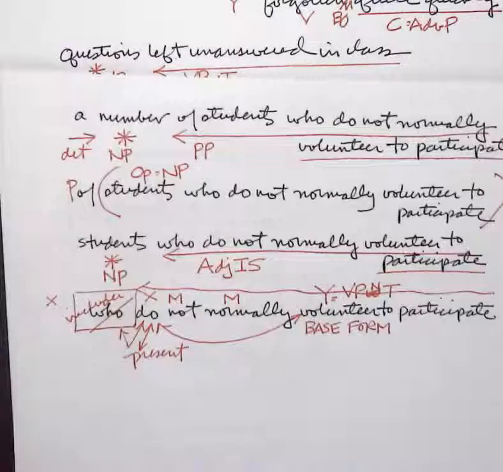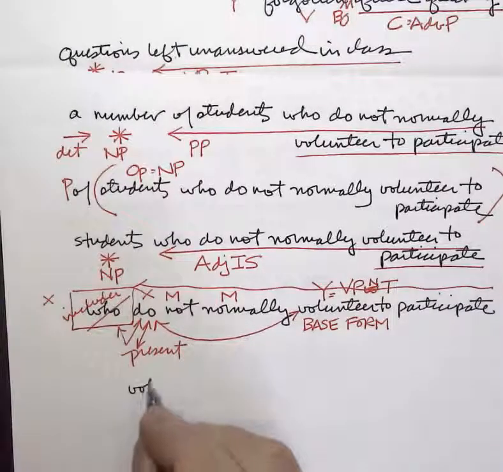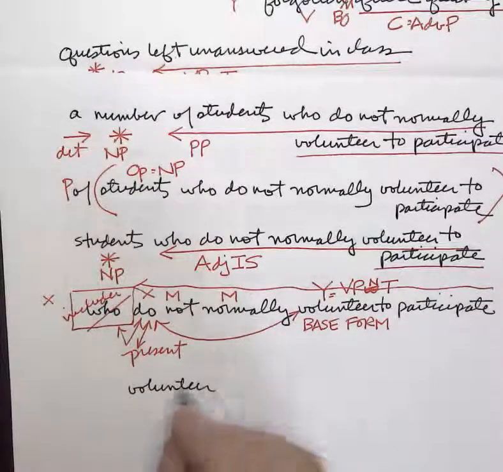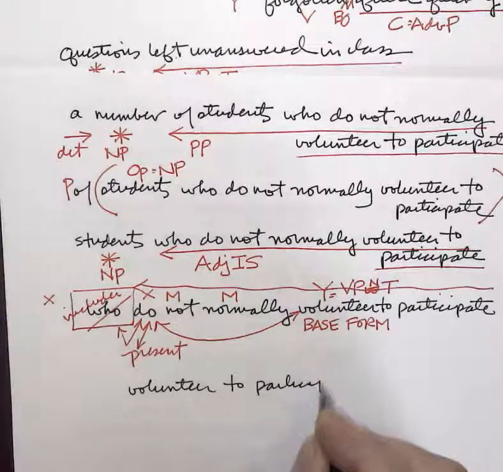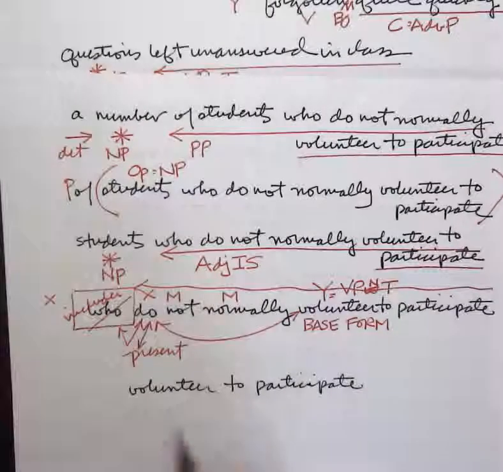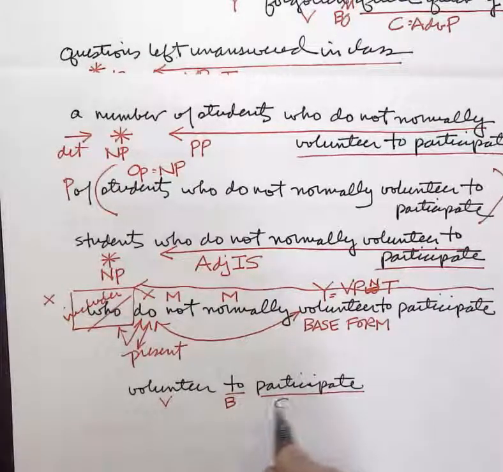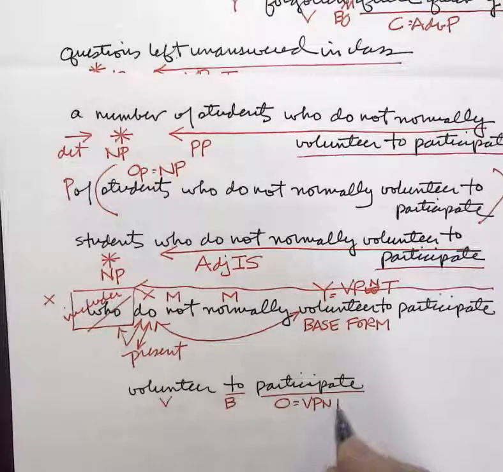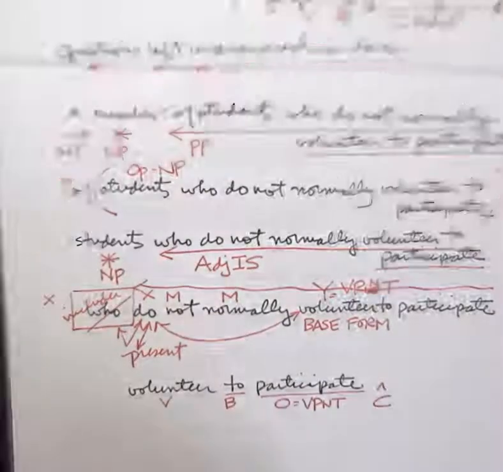Let's rewrite our verb phrase. Volunteer to participate. Volunteer is the verb. The particle is to. Participate is the object. That's a verb phrase, no time. This is the base form. The complement place is empty.